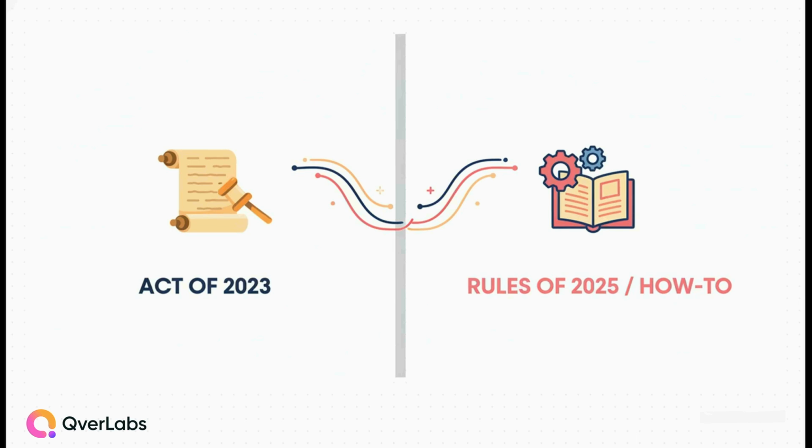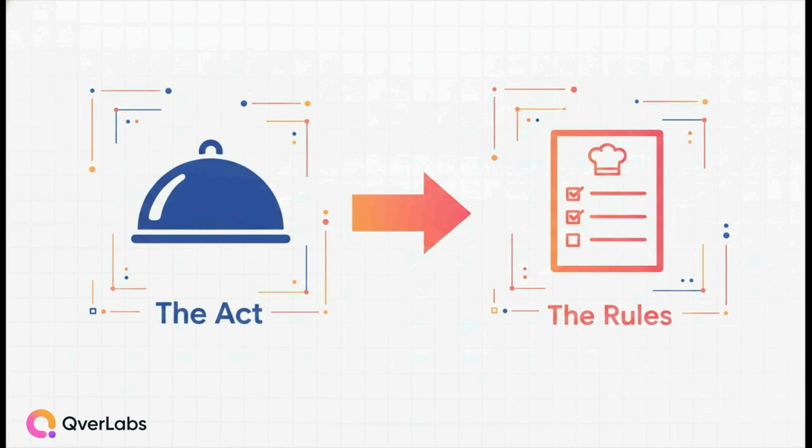The actual law, the DPDP Act that created your data rights, was passed way back in 2023. It kind of just sat quietly until the rules dropped in 2025. Think of the 2025 rules as your ultimate how-to guide. They explain exactly how you're supposed to handle data to hit that 2027 deadline. They work together. I love this metaphor from the source material.